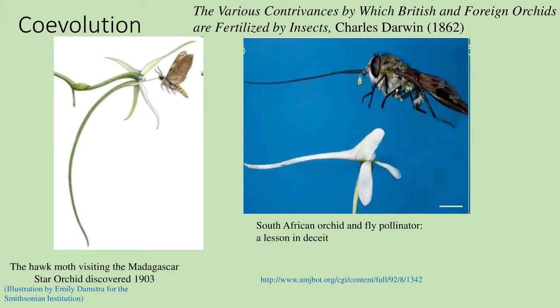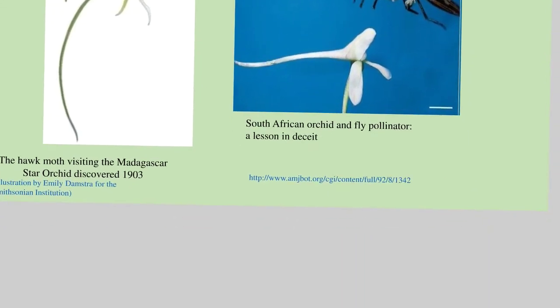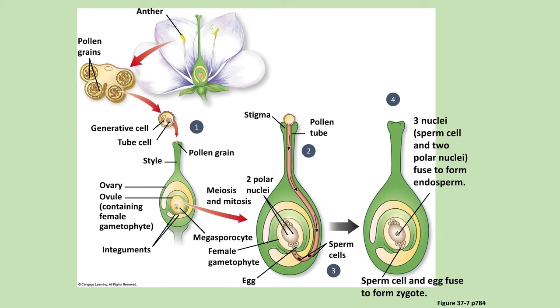They did discover that. And so over there on the right side, you'll see a South African orchid and a pollinator, a fly pollinator, with its really long tongue. Okay, so pollen gets transferred to the stigma of a flower, and now we can see what happens. The action of pollination is pollen being transferred to the female portion of the flower, and that's what you see in number 1.